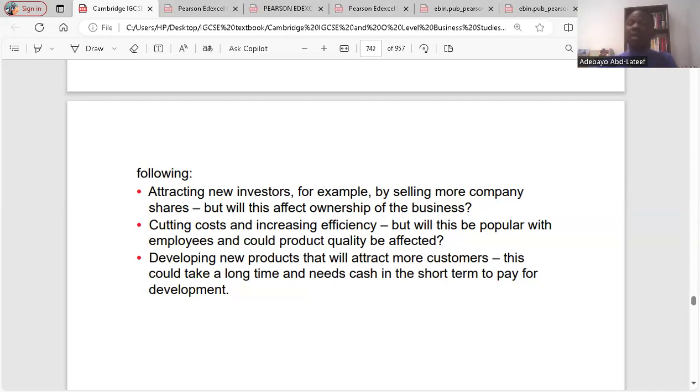And for quality of the product, you are thinking about buying cheap supplies or cheap raw materials. What about the quality of those cheap raw materials? Because when it is cheap, the quality might not be there. So that's another point there.